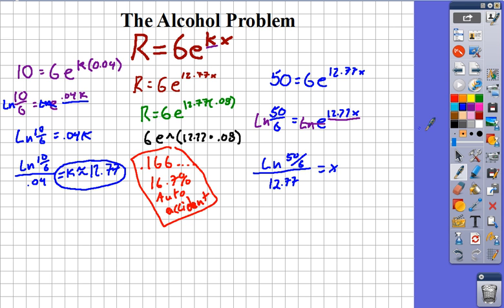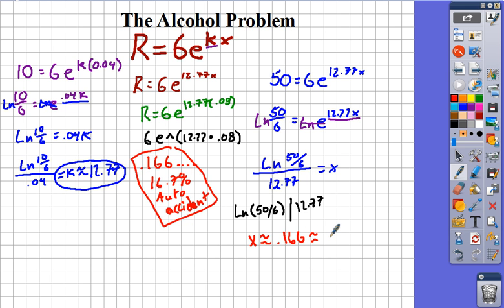Now, in your calculator, what's that going to look like? Well, natural log button, and that's going to start its own parenthesis. You're going to put 50 divided by 6 and close that parenthesis. And this is all one group already, so we don't need to parenthesize it. Divide by 12.77. And what we find out is that x is approximately 0.166 and so on.